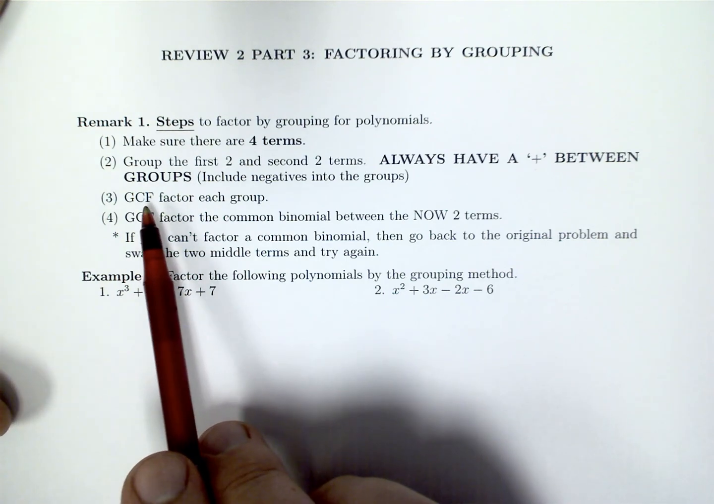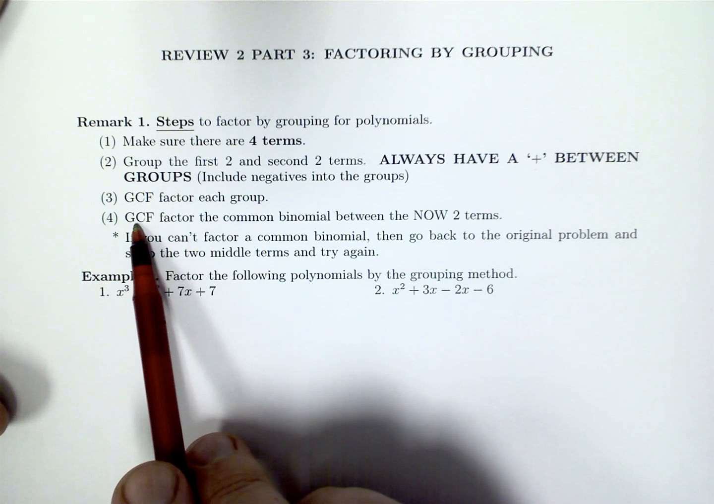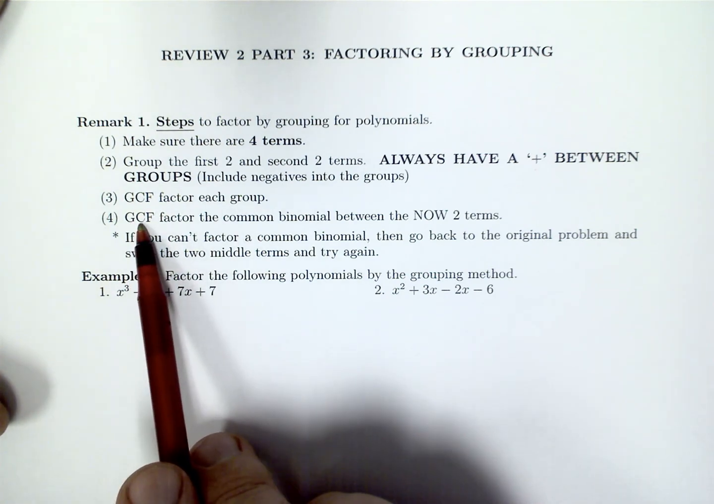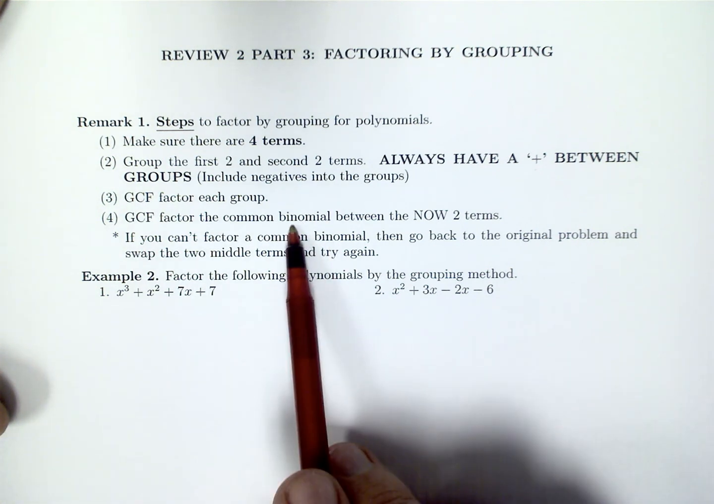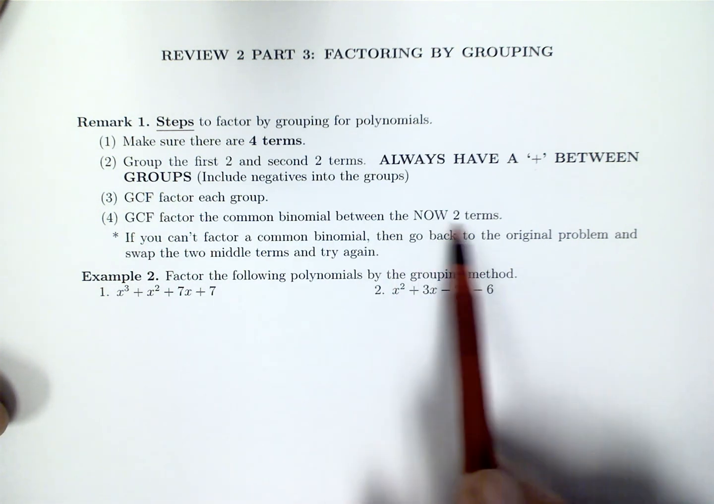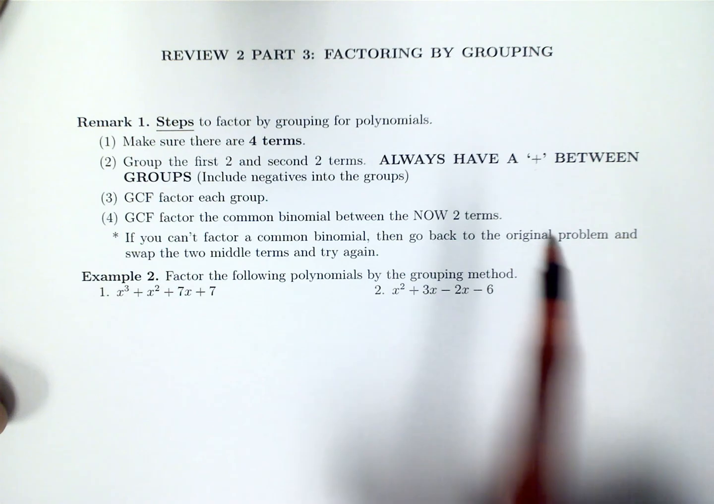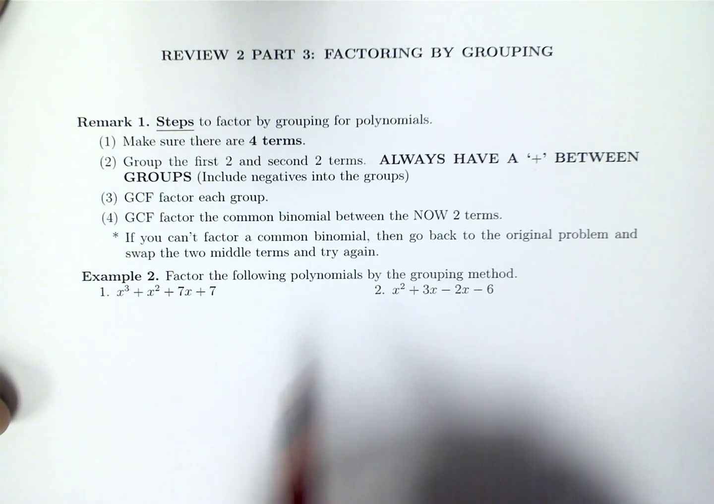Then what we do is basically just GCF factor twice. We GCF factor each group, and then if we did everything right, we can GCF factor a common binomial, which is the last type of GCF that we did, between what should then be two terms. And sometimes if you can't factor the common binomial, just go back to the original and switch it up a little bit. Switch the middle two terms.